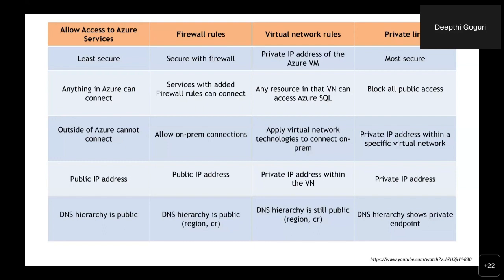So when you do the NS lookup, you will get the private IP address within that particular virtual network where you are creating this virtual network rule. But the thing is, still it is public. When you do NS lookup, you will still be able to see the region controlling information. When compared with the left side, it's secure, but it's not so secure like the private link where you will be creating the private endpoint. That's the most secure option, using the private link.